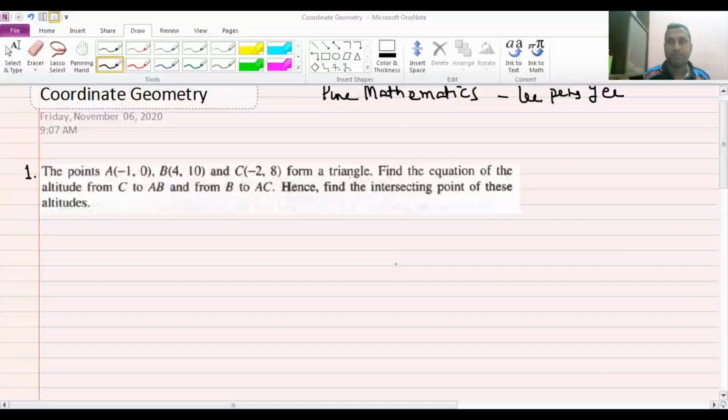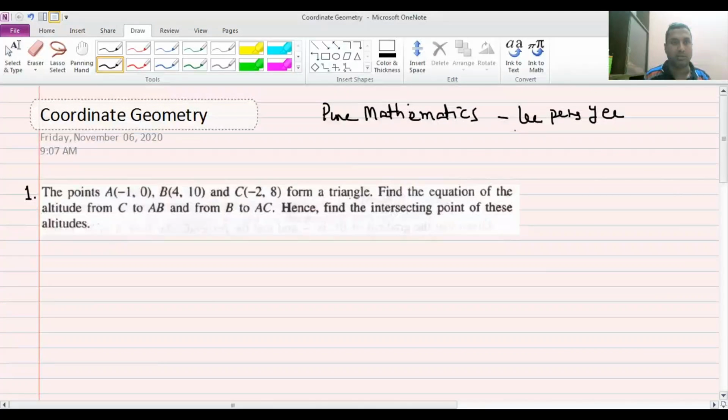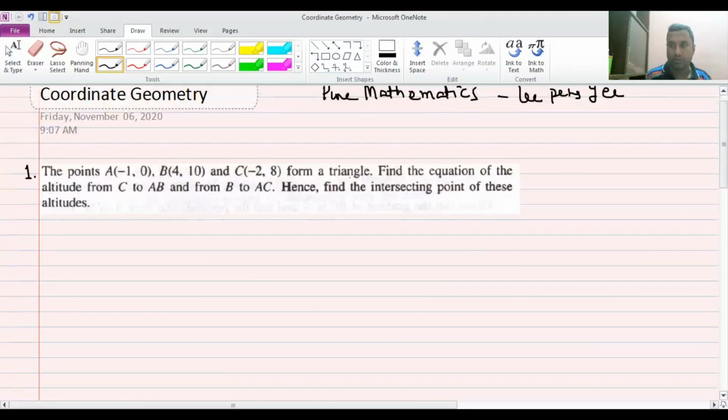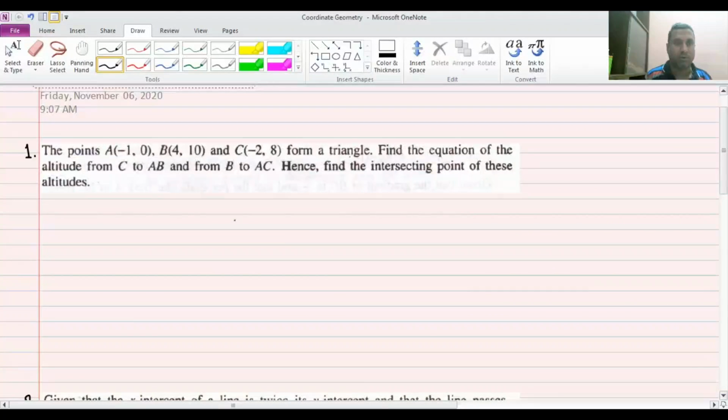That is from additional mathematics. The writer's name is Lee Pen, and the book reference is Pure Mathematics. This is part of O level, both Cambridge and Edexcel. Now see the points A (-1, 0), B (4, 10), and C (-2, 8) form a triangle.